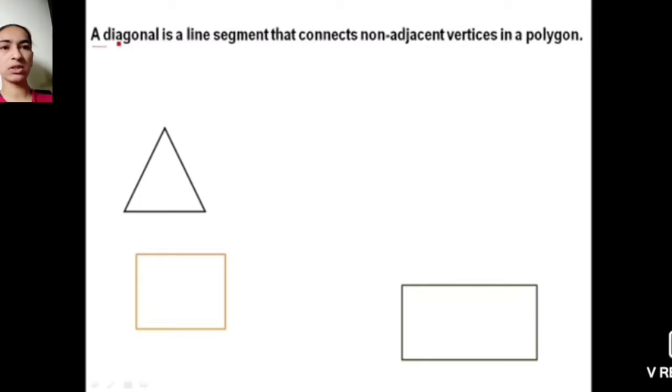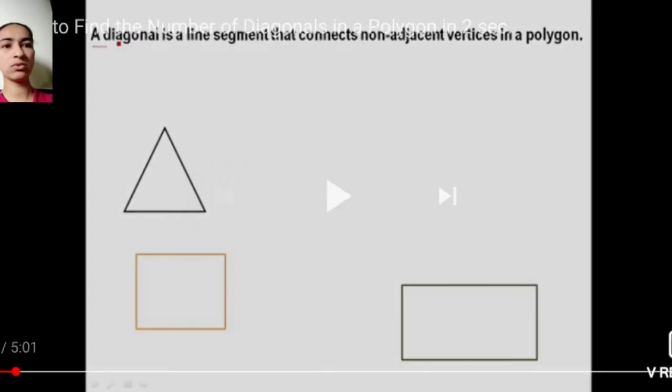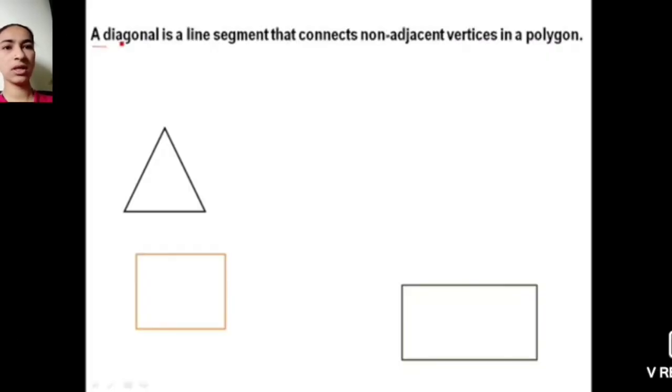Okay students, what is a diagonal? What does diagonal mean? You can see on the screen a definition of diagonal is given. Some figures are also shown in that. Okay students, now let's start our topic. A diagonal is a line segment that connects non-adjacent vertices in a polygon.